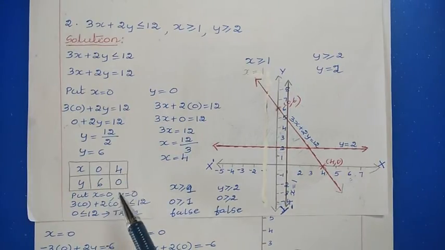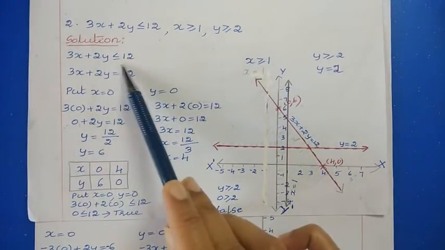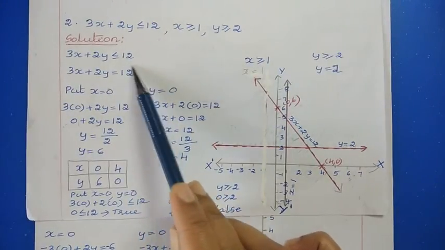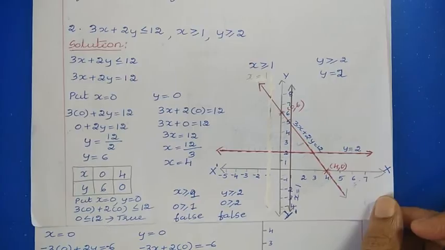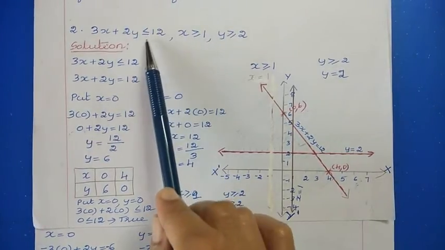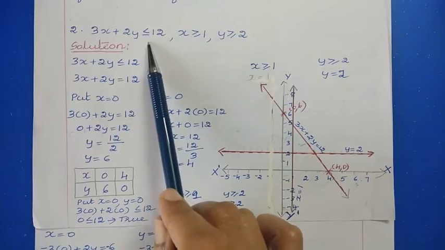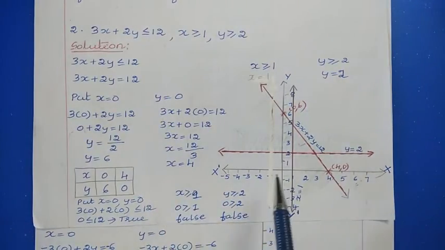So now we can draw a graph for this particular inequality, that is 3x plus 2y is less than or equal to 12. So let us draw a graph, or let us draw a line. See, while drawing the line, we have to see whether we have to use a dotted line or a straight line. Here we have the inequality less than or equal to 12. That means we have to use here the straight line, that is the straight solid line we have to use.